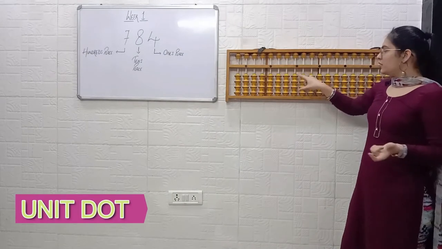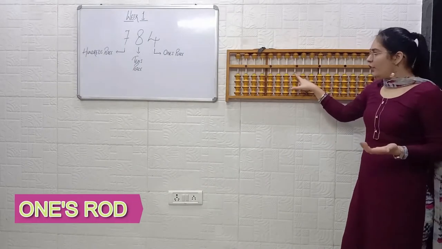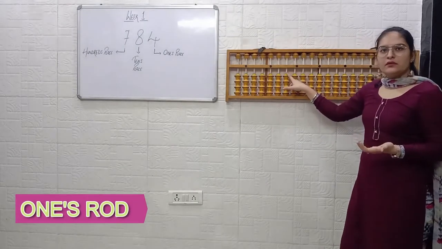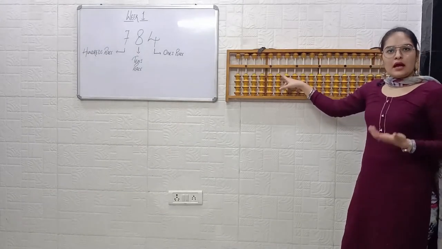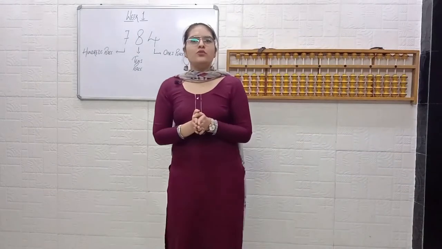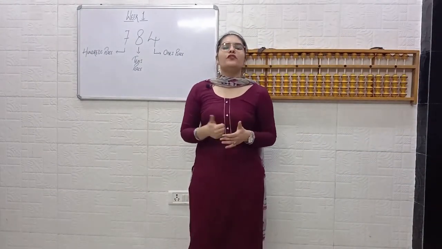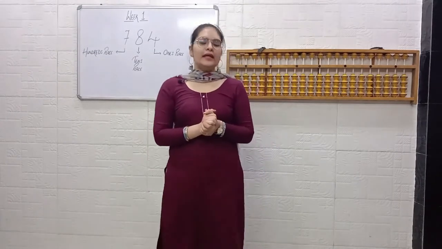So what is this? Unit dot. The rod below it, which rod? Ones rod. On the left, tens rod. On the left, hundreds rod. So we are done with the introduction to Abacus and now we will move further to how to read the beads. I hope you are ready.